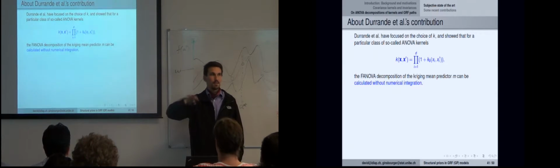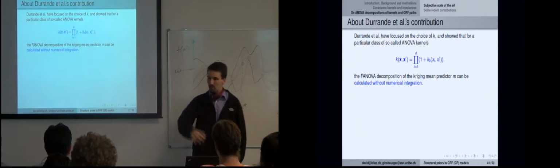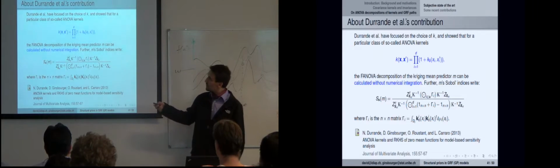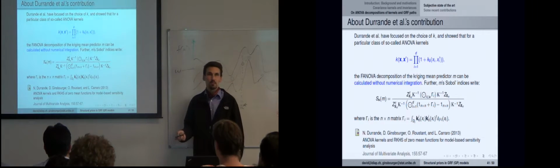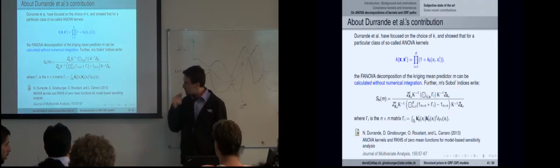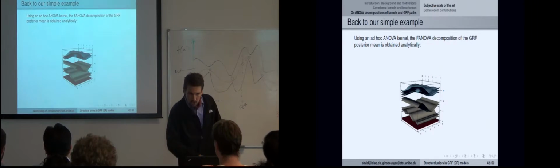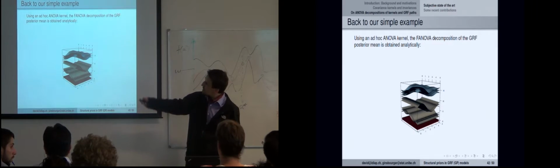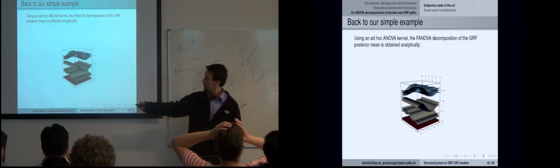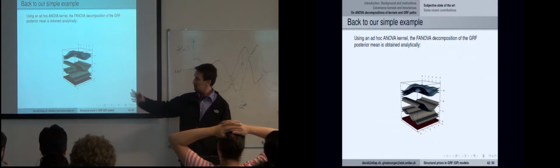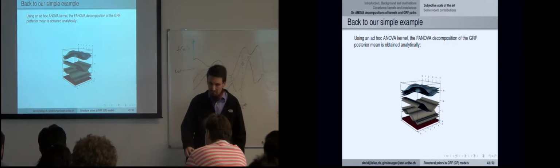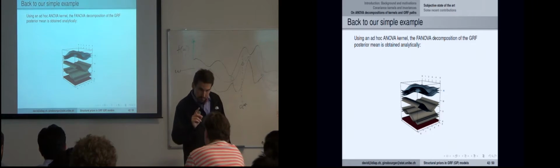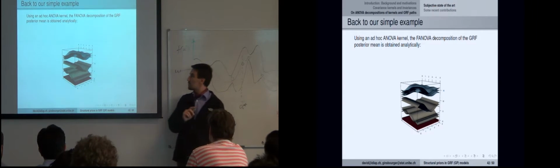So we start seeing the link between kernels and ANOVA decomposition. And you can even get the Sobol indices of the Kriging mean in a closed form formula with this kind of kernels. So this is something that was published in 13. Okay, so this is what you get analytically. With the formula of Nicolas, you can get these terms here without any numerical integration or Monte Carlo, just as a tractable analytical formula. But this is about the mean. This doesn't give you exactly the distribution.